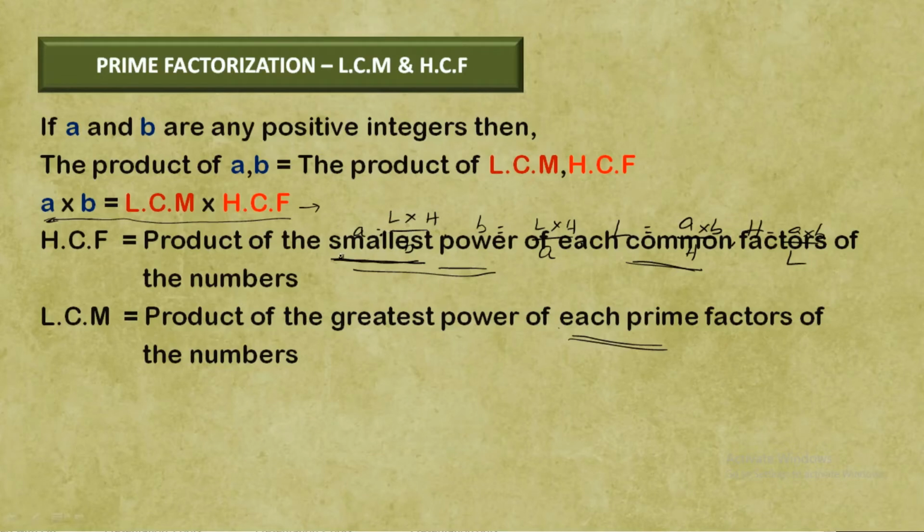Here we are taking the smallest power of only the common factors. Unlike in LCM, we will take the greatest power of every prime factor. So whatever factors are available in it, we will take them. So this is the difference between LCM and HCF while we apply prime factorization. Let us see some examples.